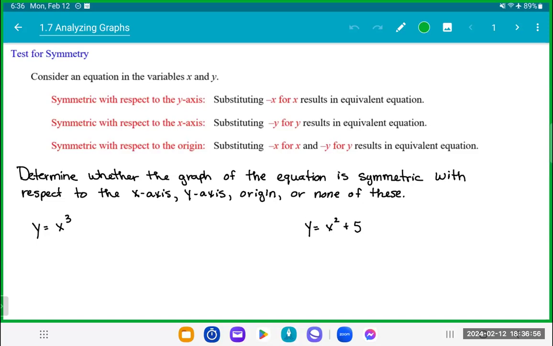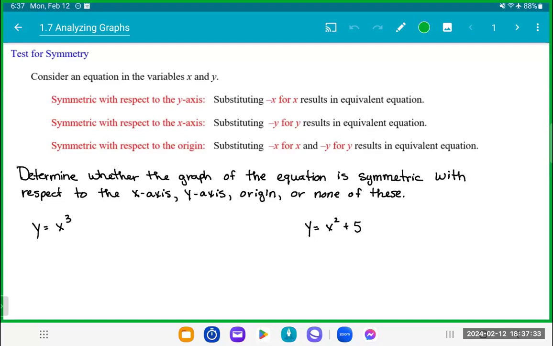And so you'll see here in the words, I've put how we can test if something is symmetric with respect to the y-axis, if it's symmetric with respect to the x-axis, or if it's symmetric with respect to the origin. Now, if it's symmetric with respect to the y-axis, we can substitute negative x in for all the x's in our equation, and when we simplify, if it's still the exact same equation, that means it's symmetric with respect to the y-axis.